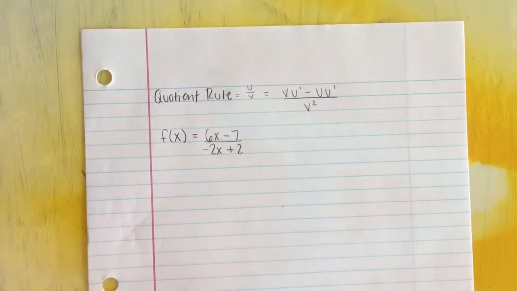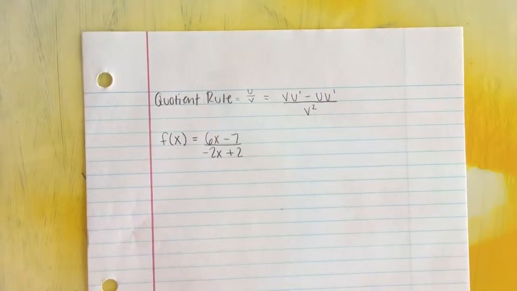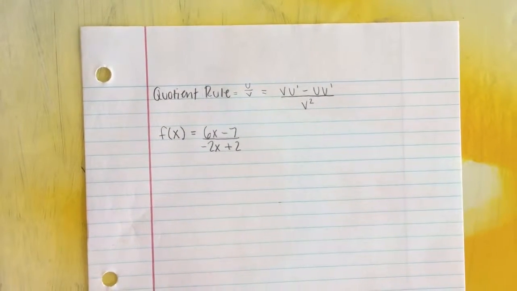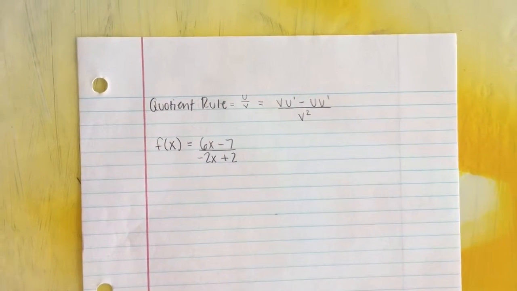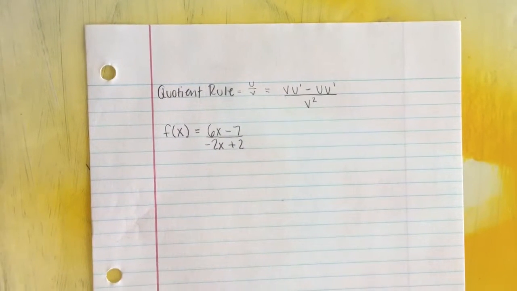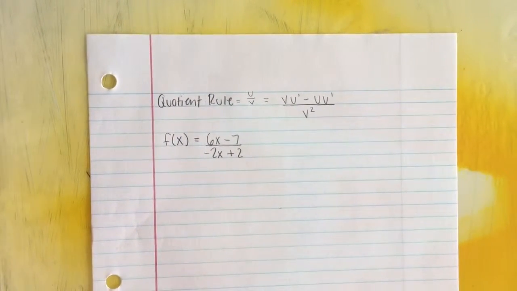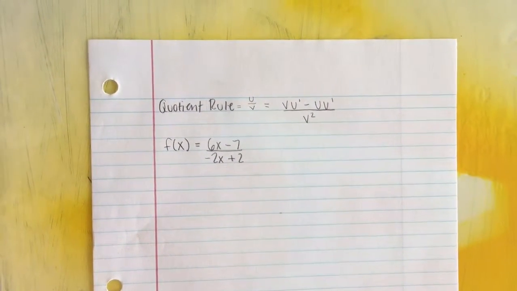Today we are differentiating using the quotient rule. The quotient rule is v times u prime minus u times v prime, all over v squared. So let's look at the problem. The problem says f(x) equals (6x minus 7) over (negative 2x plus 2).